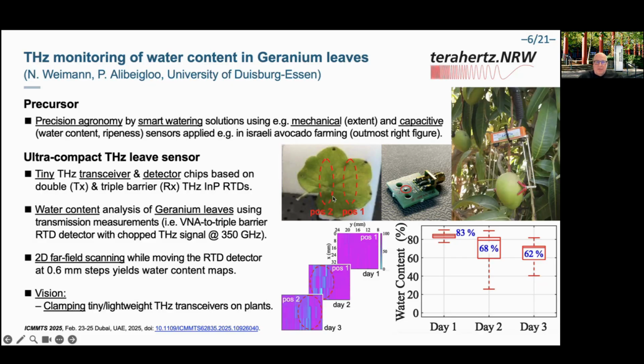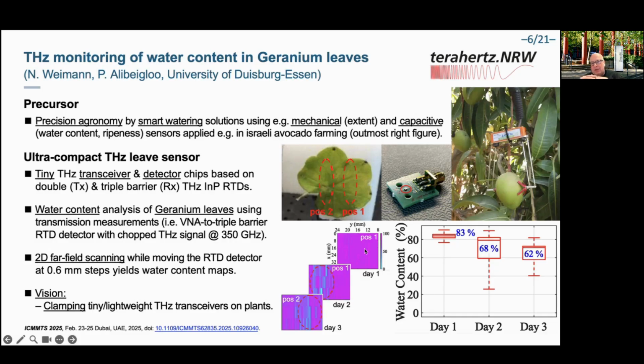And what I show here on the right-hand side is our first water content analysis on the geranium leaves using a transmission measurement in the far field, having, let's say, a vector network analyzer as the transmitter, and the detector is realized by this triple barrier RTD, at a chopped terahertz signal of 350 gigahertz. So we see here two regions of interest, and this far field scanning has also provided some topographies of water content that are just shown below.